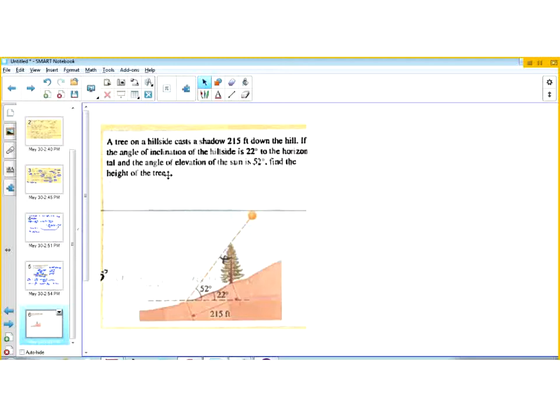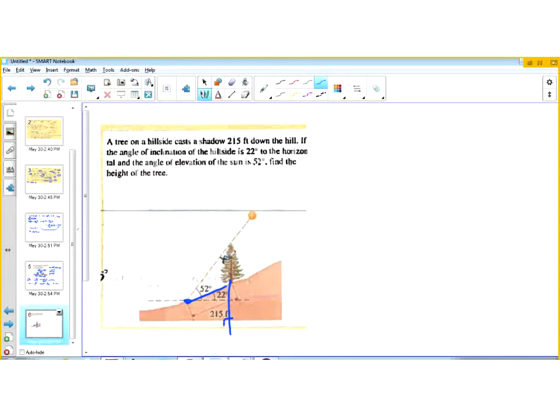Okay, so what's implicit in this problem is the angle of inclination and the angle of elevation are measured from the endpoint of the shadow. So right here is the endpoint of the shadow, and the shadow length right here is 215 feet. We want to find the height of the tree, and we'll assume that the tree is growing perpendicular to the flat ground. So this is perpendicular this way.